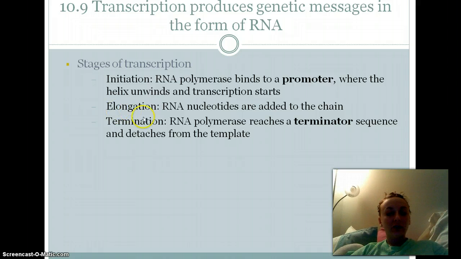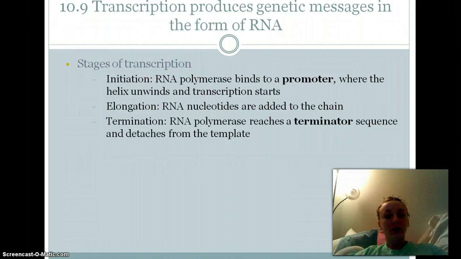Then we have elongation. That's where the RNA nucleotides are added to that growing chain. We have those nucleotides coming in from the cell, and we're adding them to that growing message. And then we have termination. RNA polymerase will reach a terminator, or an end to the sequence, and then it will detach, and we can terminate transcription.